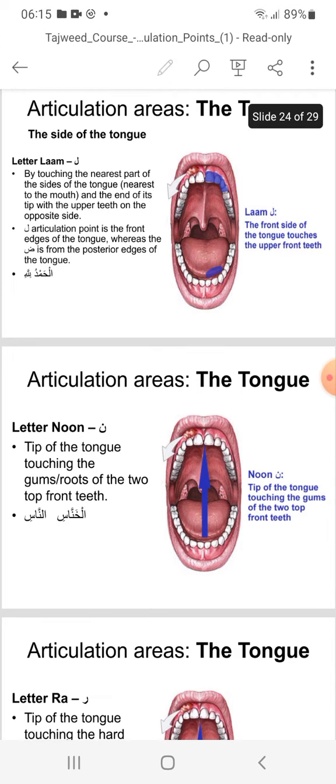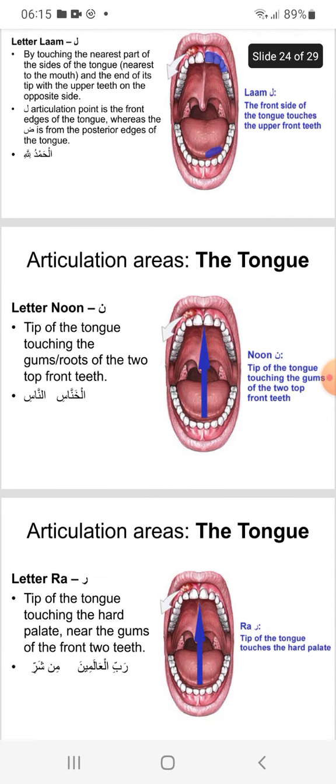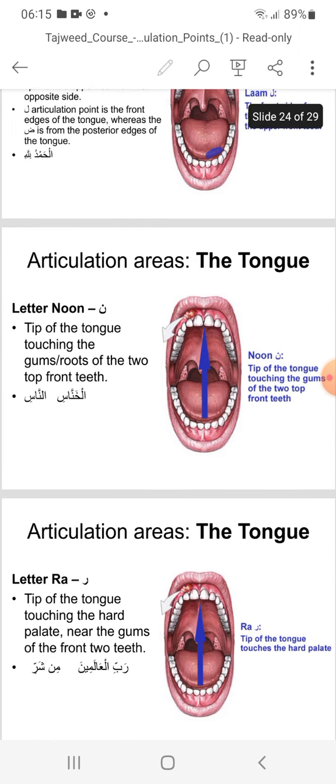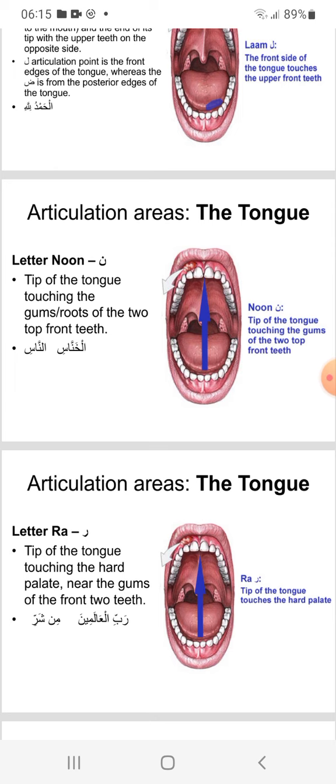But at the same time, you are not doing qalqala, for example, like some people do qalqala in order to show the noon. This is not correct. You should keep the noon running without doing qalqala.